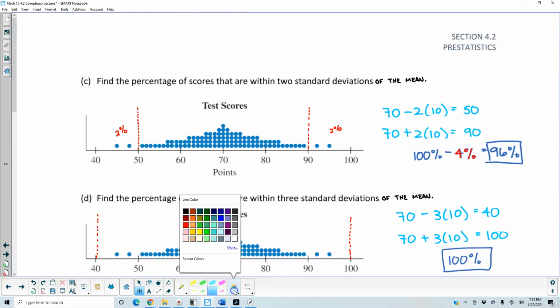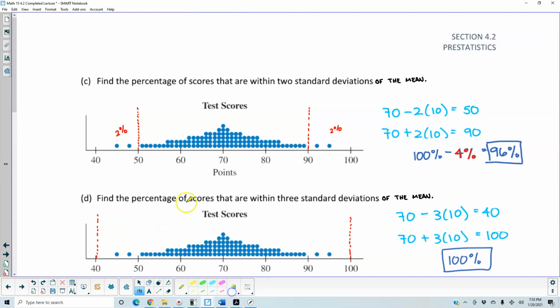So we also need to determine what's happening outside. We have two dots on the left-hand side, which tells us we have 2% outside of that. And over here we have 2, which represents 2%. If we take 2 and add another 2, that gives us 4%. If we take 100% minus 4%, that gives us 96%. So 96% of the scores are within 2 standard deviations of the mean.